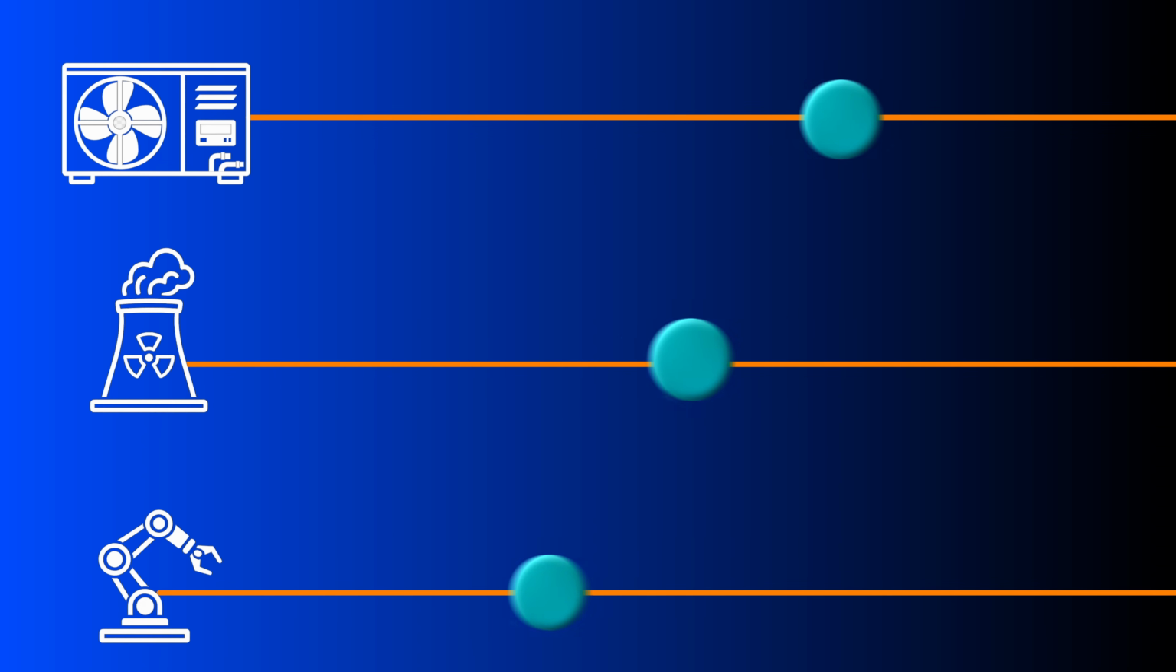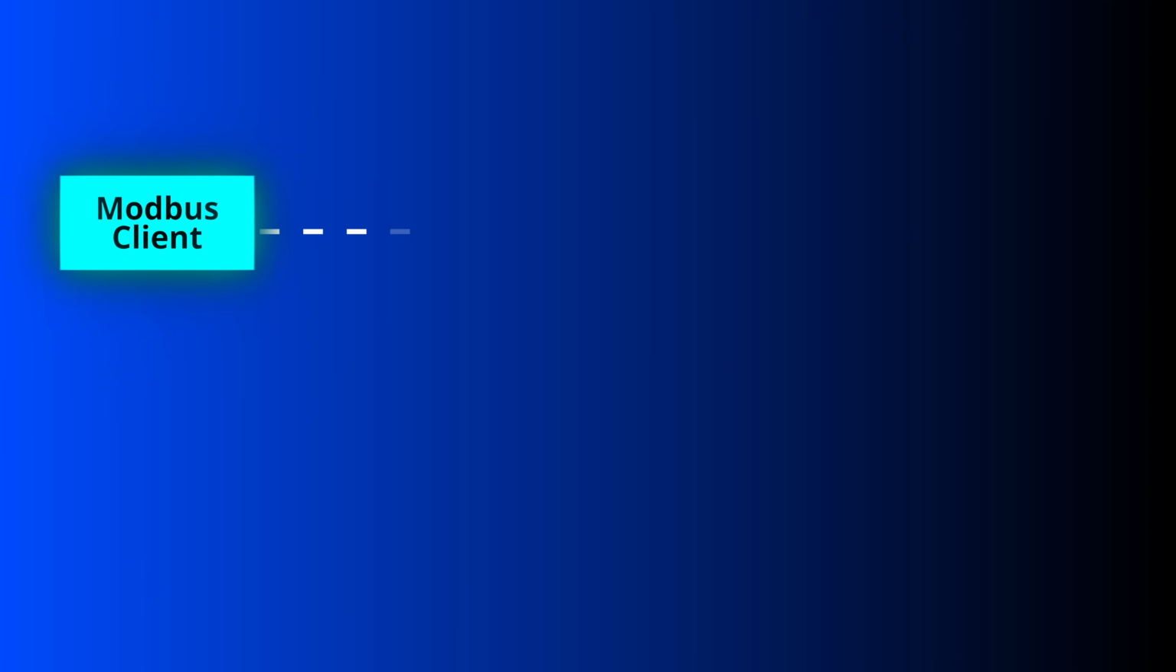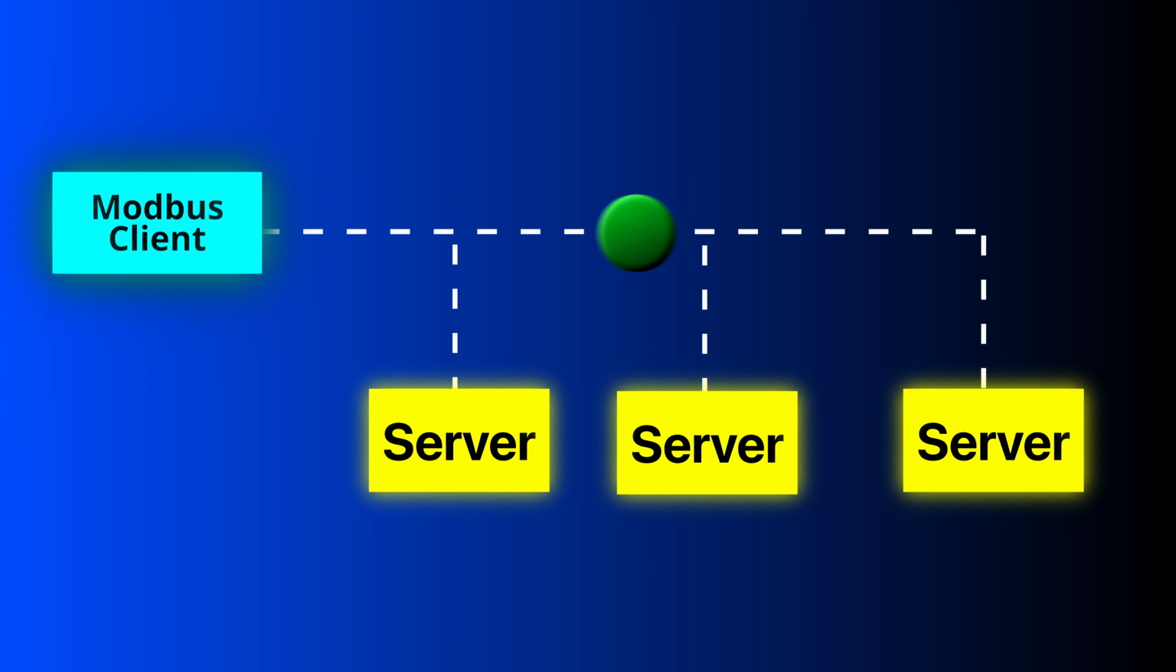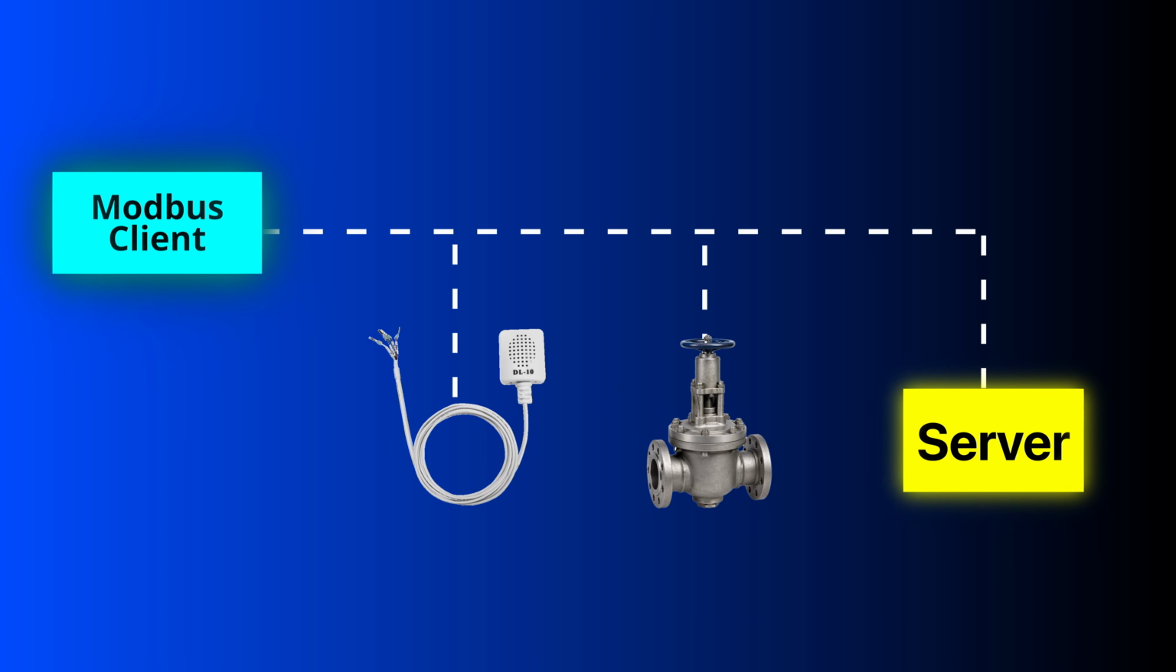So instead of every device broadcasting data constantly, Modbus uses a client-server model. This means that one device, the client, controls all communication to the server. The server in this instance would be every other device on the network, and the servers only speak when the client addresses them directly. For example, a temperature sensor would ignore requests meant for a pressure valve. So the client asks, the server answers, and nothing else happens on the line until the client asks again.